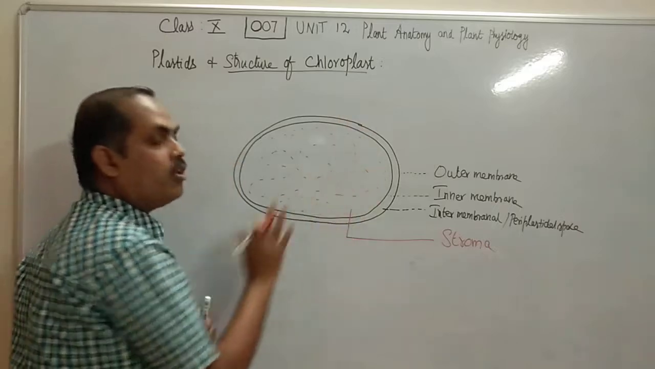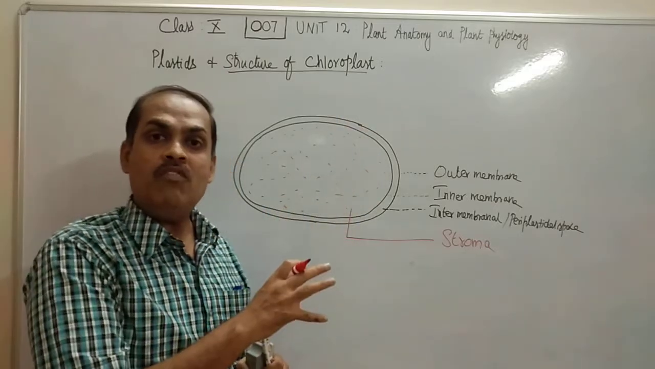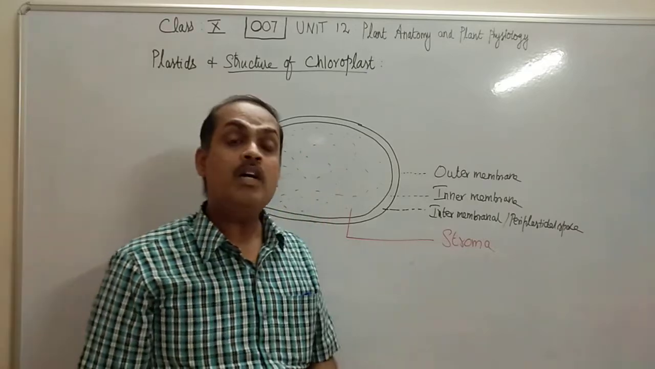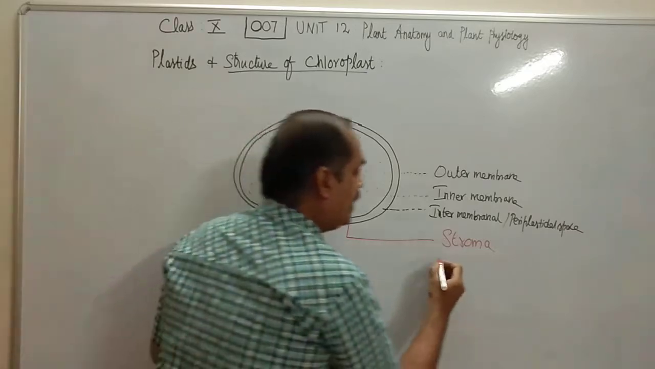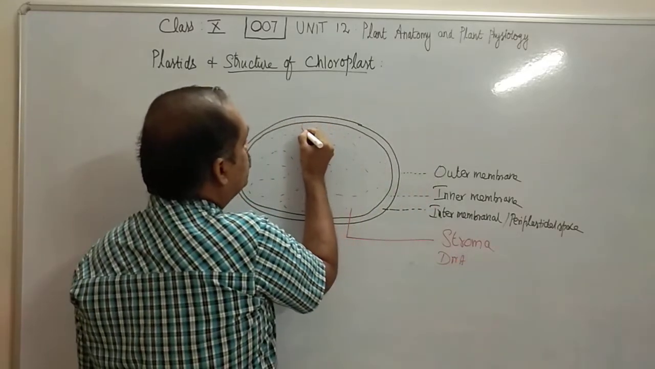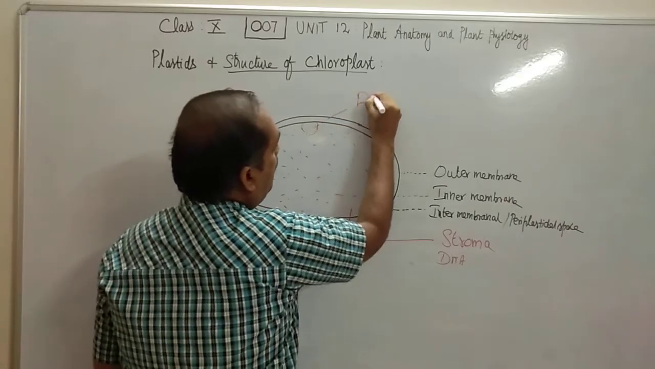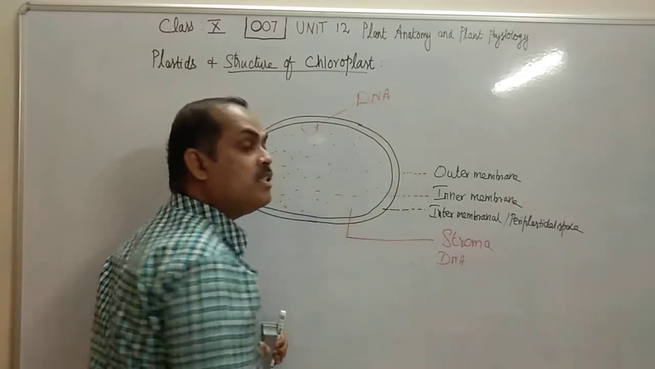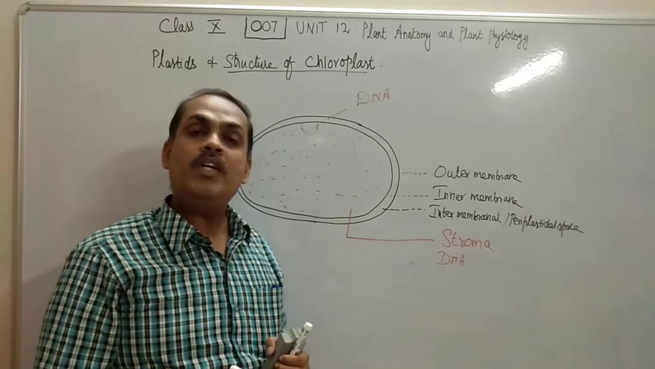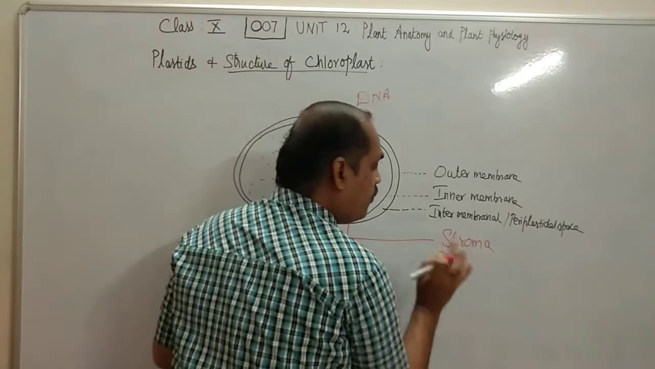Now let us see what are all the things that are found inside the stroma. Inside the envelope, stroma is present. What are all the things that are found in the stroma? Stroma consists of DNA. They have got a circular DNA. So inside the stroma, you will be able to see a circular DNA. Since chloroplast contain their own DNA, it is otherwise called a semi-autonomous organelle. So stroma consists of DNA.